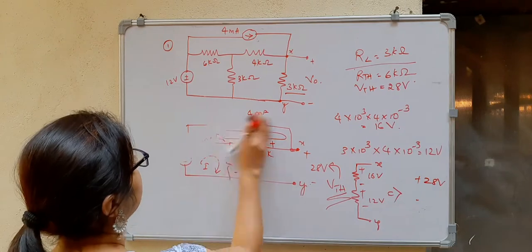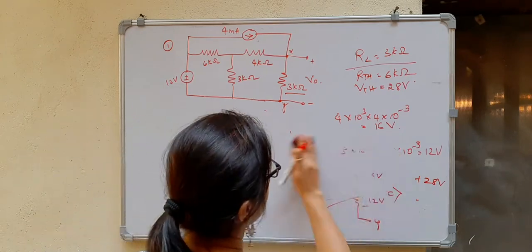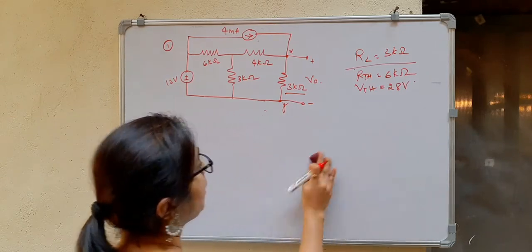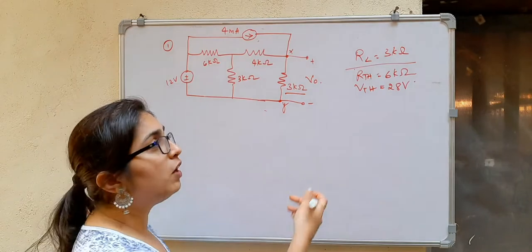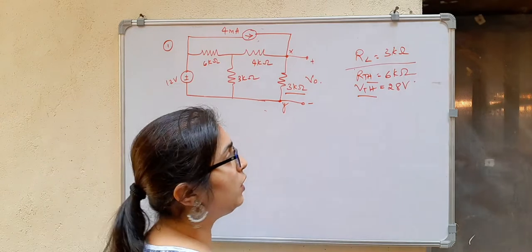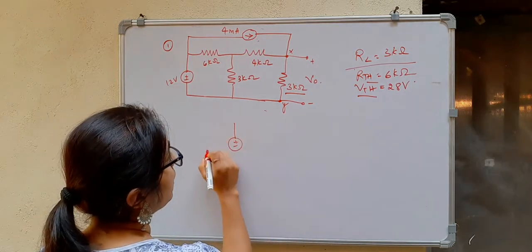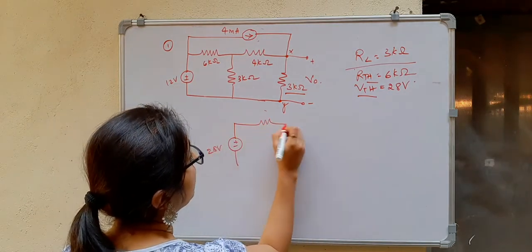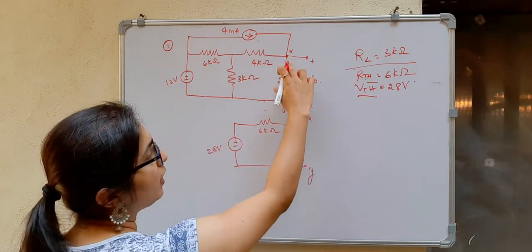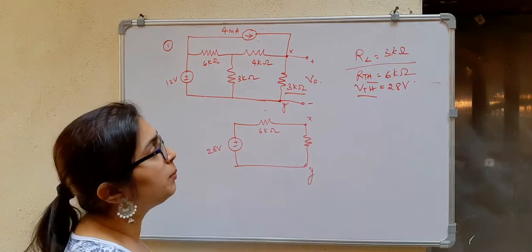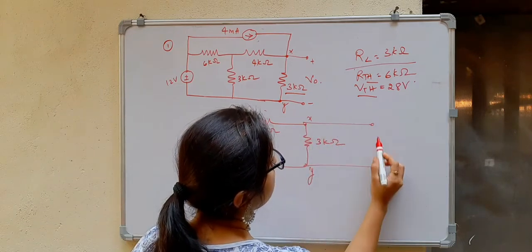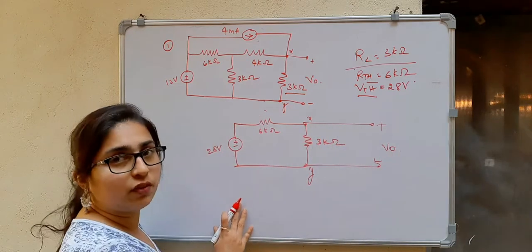Now I will draw the Thevenin's equivalent network. So we know that any complex network can be simplified and brought to a two terminal network, which consists only of the VTH and RTH, that is connected to the load terminals. So this is 28 volts and we have RTH, that is 6 kilo ohm. These are the terminals X and Y. Now I will connect this load resistor across these terminals, that is 3 kilo ohms. Now I have to find the voltage across this. This is the Thevenin's equivalent network.